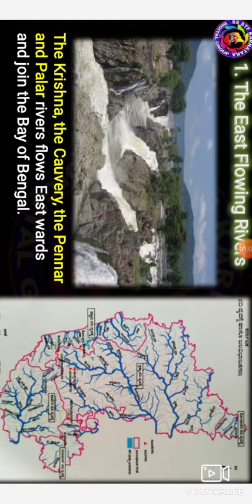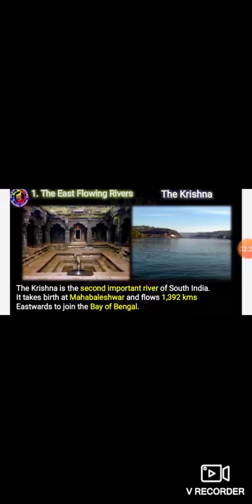Okay, look at that map. First the Krishna River, then the Kaveri River, the Pennar, and the Palar River are flowing eastwards and join the Bay of Bengal. These are the main east flowing rivers. And the first river, which is very popular, is the Krishna River. The Krishna is the second important river of South India.